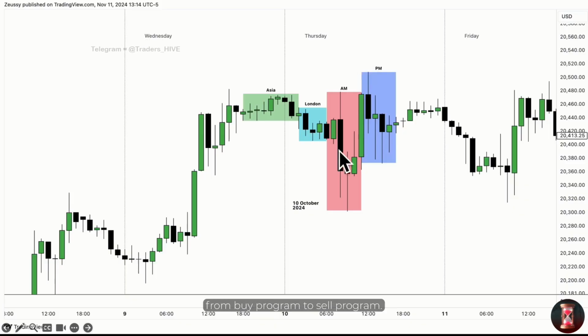Notice that we have changed from buy program to sell program, meaning this is again an example in which we do not draw towards the opposing side of the range, but we still see that change from buy program to sell program, providing lower time frame market maker sell model opportunities.